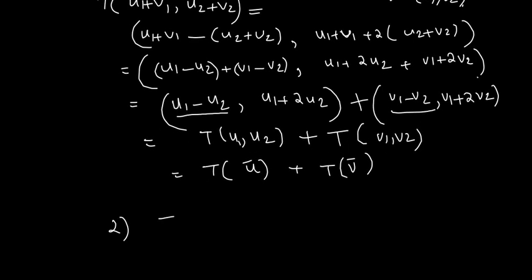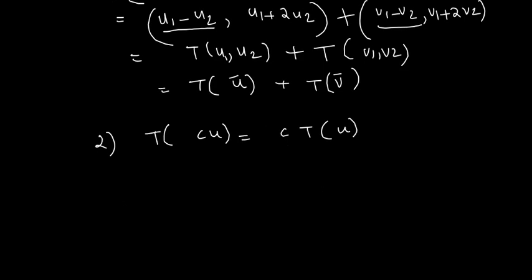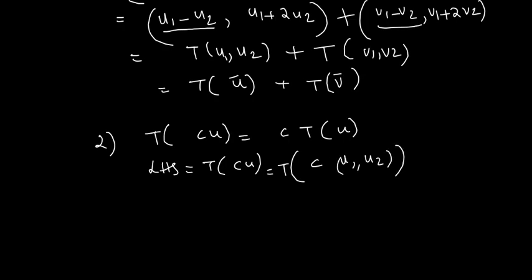What's the second one? T of cu should be c times T of u. We can consider the left hand side, T of cu. What's the definition? Again we have to split this: u becomes u1 u2. So how can we write T of c times u1 u2? We can write it as T of cu1 comma cu2. And what is this T of cu1 cu2?